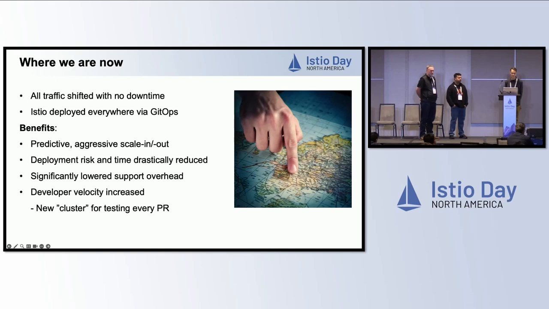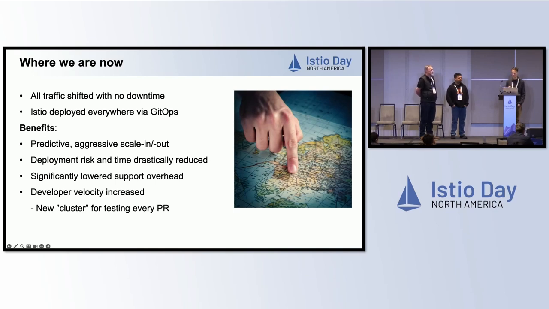But among the other benefits that we had, as I talked about before with our scaling, now we can be really aggressive with our scale in and scale out. And so we're able to realize the cost gains there. The risk around our deployments and the time that it takes for us to do them has dramatically reduced. Also, the support for these clusters has now been consolidated under one SRE team. So a lot of lowered support overhead.